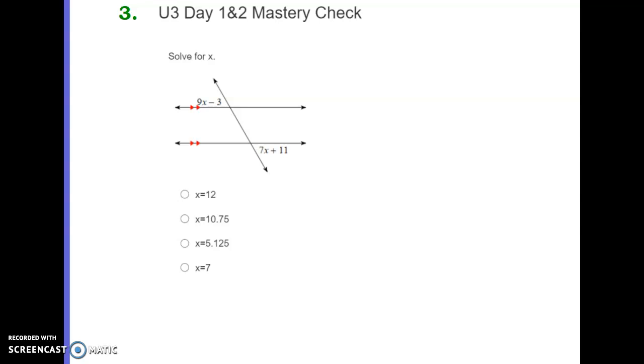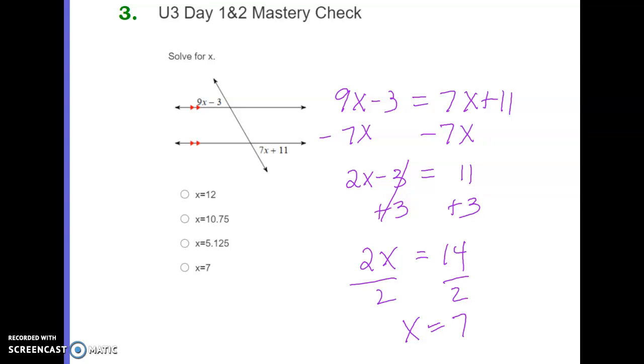So these are alternate exterior angles. Alternate exterior angles are congruent when the lines are parallel, so I'm going to set them equal to each other. I'm going to pause and solve for x. So once I set them equal, I solve for x, I get x is 7.